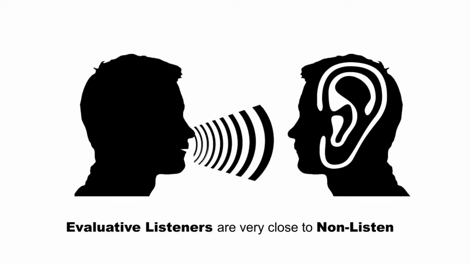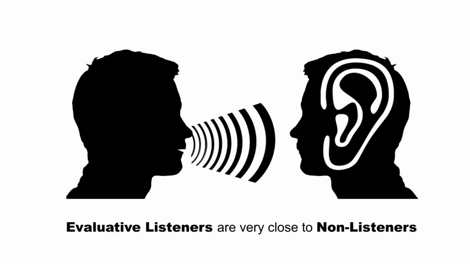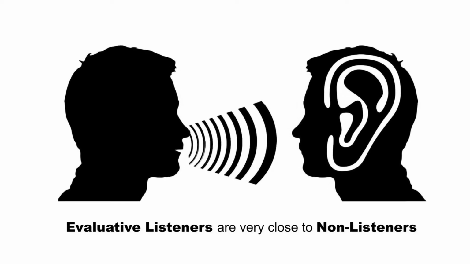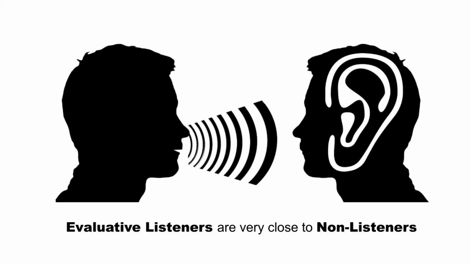They are very close to non-listeners because if they do not find the message relevant, or if they don't judge the message as relevant to them or useful to them, then they switch off and become non-listeners. Evaluative listeners tend to only concentrate if they find the matter in their own judgment useful to them. This means that even if this message would have helped them later on, whether they knew it or not, they would lose out on it because they judge it by the first 10 seconds of a speaker's presentation.